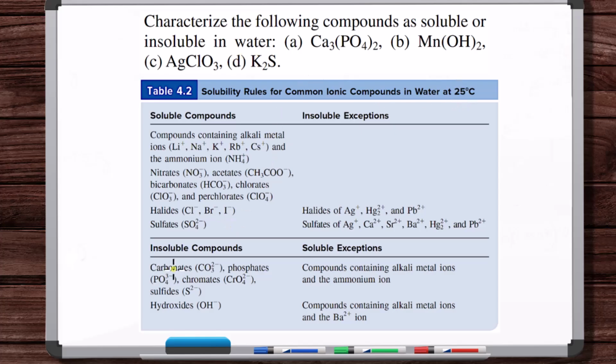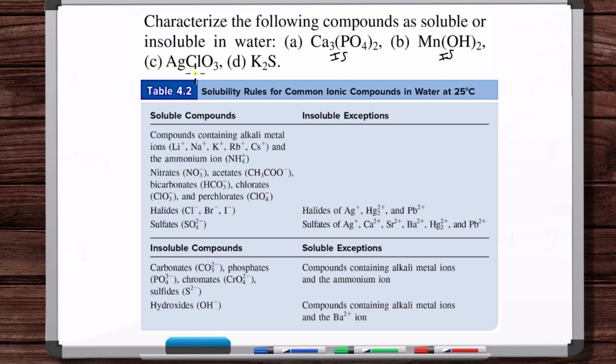Okay, so phosphates are all insoluble with exceptions of compounds involving alkali metal ions and the ammonium ion. So calcium should be an alkaline earth metal, right? Yes. So this is insoluble. What about manganese hydroxide? Hydroxides are insoluble with the exceptions of compounds containing alkali metal ions and the Ba2+. So manganese is just a transition metal, so insoluble.